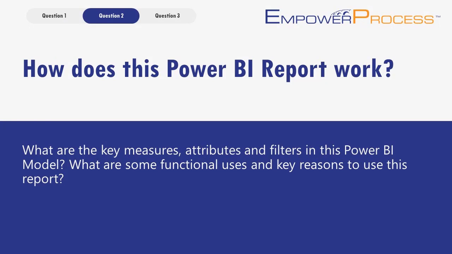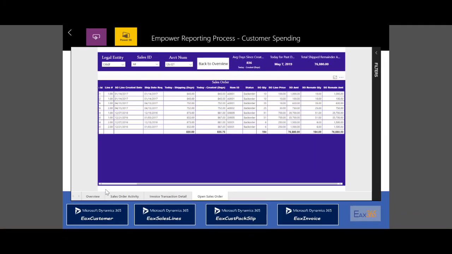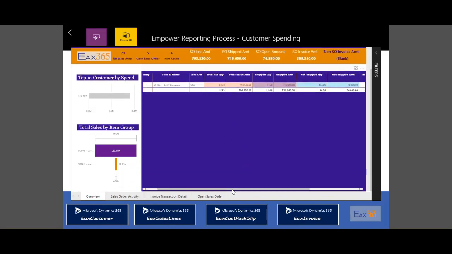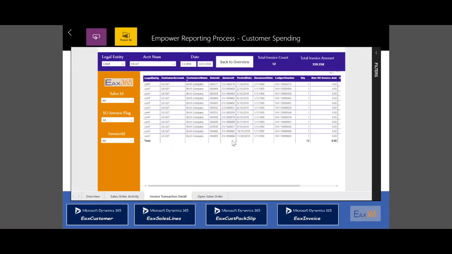The second piece is, how does the Power BI report work, and what is that? What are the key functional pieces here? The first thing we have here is an overview, which basically gives us a breakdown by customer. It shows us how much has been ordered, how much is open, how much is shipped, how much is invoiced, and how much is invoiced on non-sales orders. I've got a legal entity. I can see by date. I can even sort by the customer. We have a couple of graphs here that break that down with the top 10 customers, but you can see also we have some key boxes there.